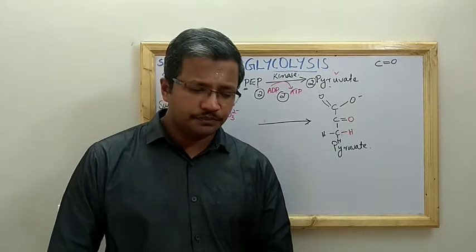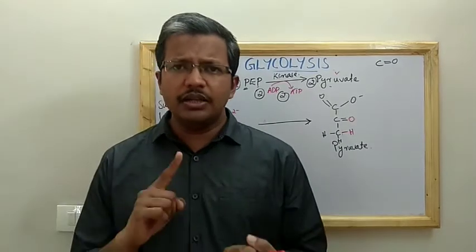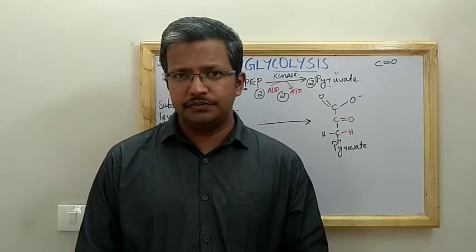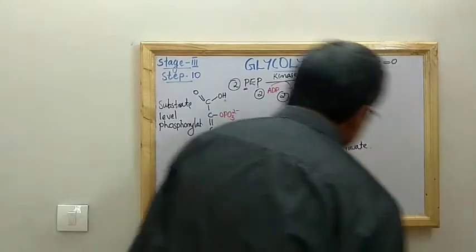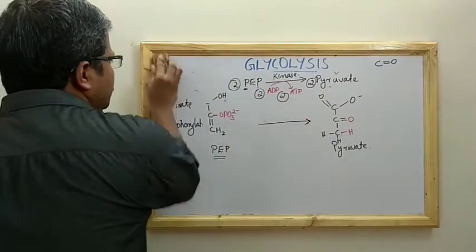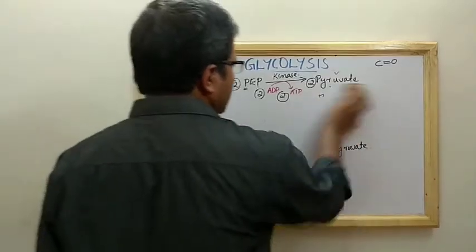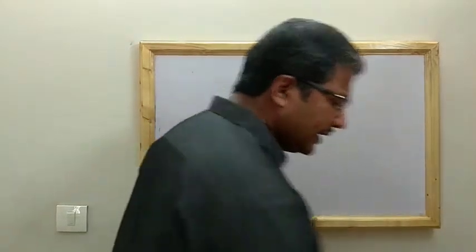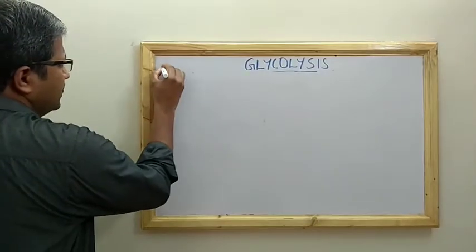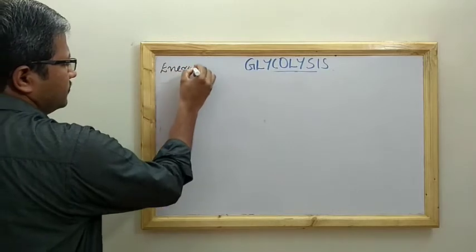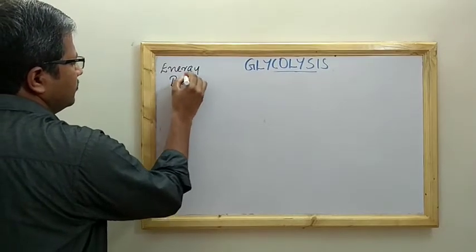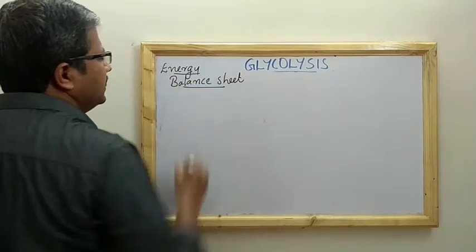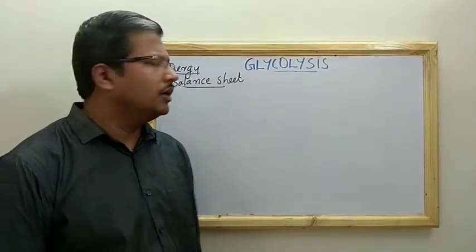So there are two conditions. One, during aerobic oxidation of glucose. Second, during anaerobic oxidation of glucose. Okay, let us see that, the energy balance sheet. Make sure that you are revising the entire glycolysis once more and then you are coming here. I'm just going to deal with the energy balance sheet.